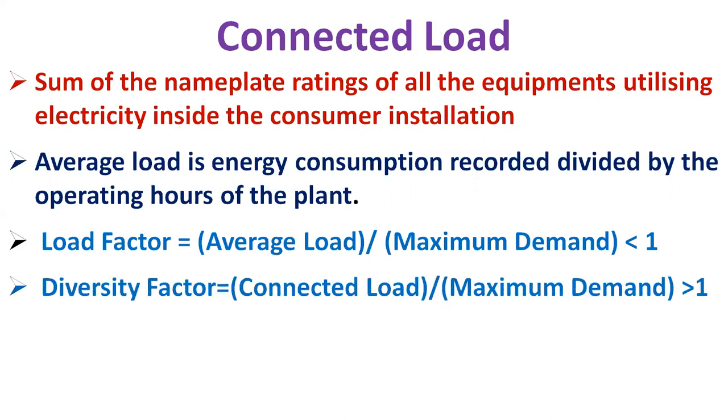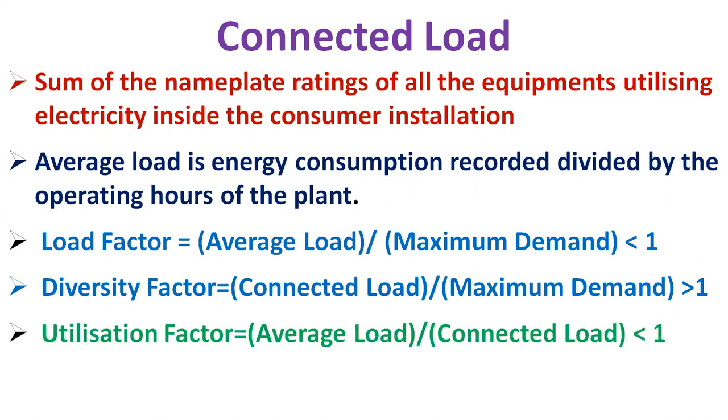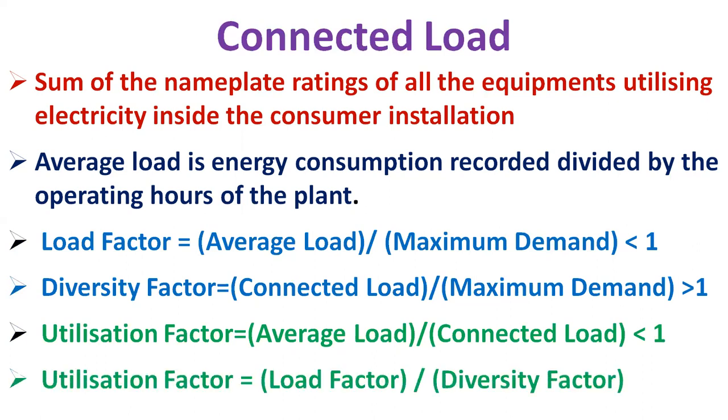Load factor is equal to average load by maximum demand, which is always less than 1. Diversity factor is connected load divided by maximum demand, which is always more than 1. Utilization factor is equal to average load divided by connected load, which is always less than 1. Then utilization factor is the load factor divided by diversity factor. This can easily be derived by multiplying both the numerator and denominator by maximum demand. That's about the connected load.